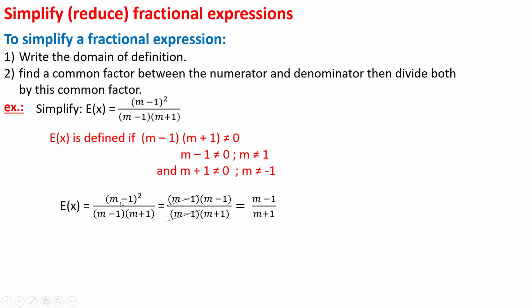Now I write again e of x, and I see what is the common factor between the numerator and the denominator. As you know, m minus 1 squared is written m minus 1 into m minus 1. So we can see that I have a common factor, a binomial m minus 1, in the numerator and a binomial m minus 1 in the denominator. These two common factors cancel each other. So I'm left with m minus 1 over m plus 1.